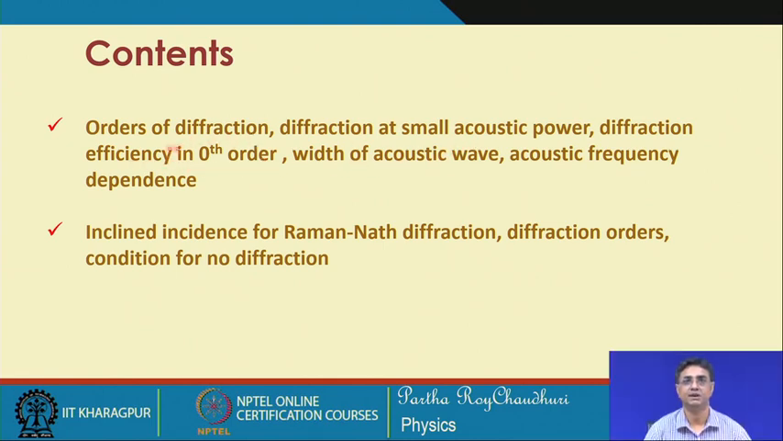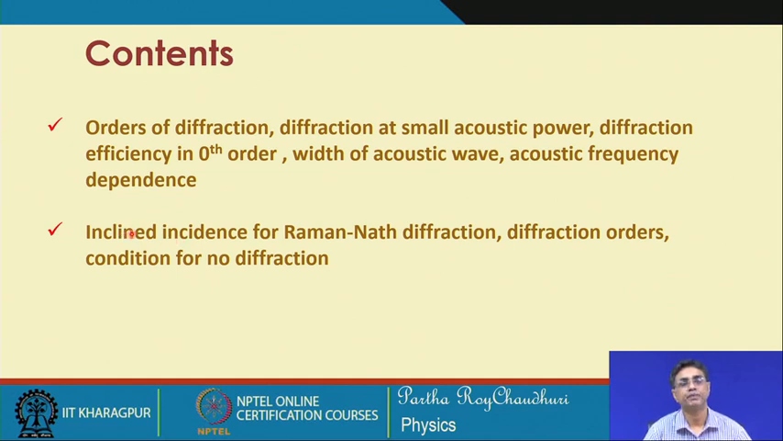We have seen in the case of Raman-Nath, it is multiple order, and how it is the 0th order diffraction, that efficiency is very important, because this entire power has to go to the other orders like +1, -1, etc., and how there is a dependence of this acoustic wave on the diffraction and efficiency of diffraction. We will look at this, and then also the frequency dependence of the acoustic wave we would like to study.